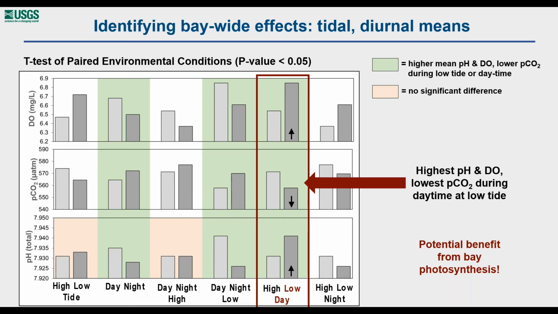And then we tested for significant differences between means for these paired environmental conditions for dissolved oxygen on the top, CO2 in the middle, and pH on the bottom. Means for these variables were significantly different for all of these paired conditions except for those highlighted in pink. The green highlight shows when we have higher mean pH and dissolved oxygen and lower mean CO2 during either low tide or daytime. And in fact, we see the highest pH and dissolved oxygen and lowest CO2 during daytime at low tide, suggesting that we do in fact see some benefit from bay photosynthesis at this location.